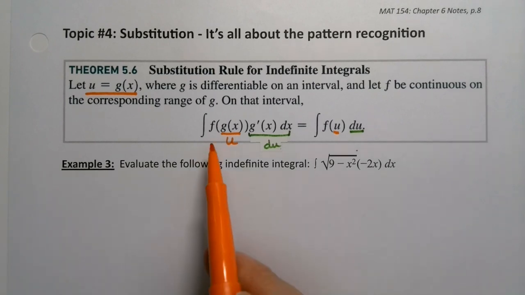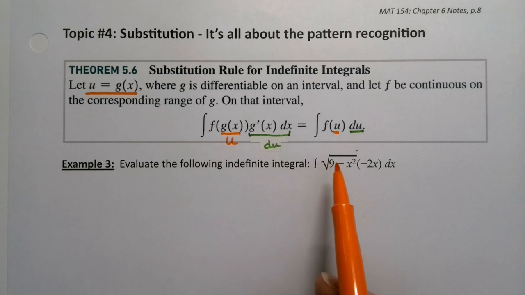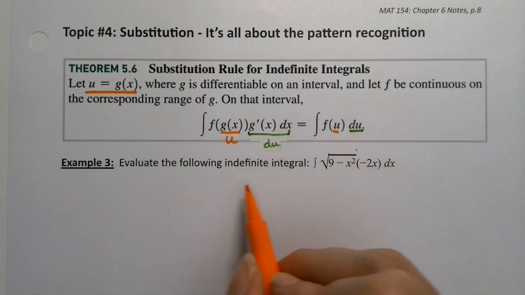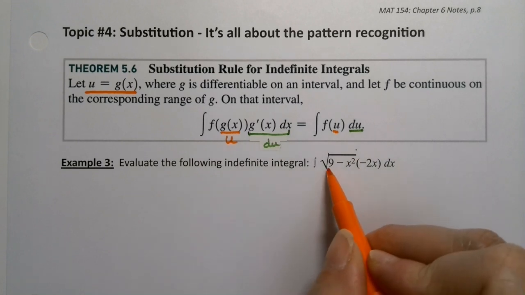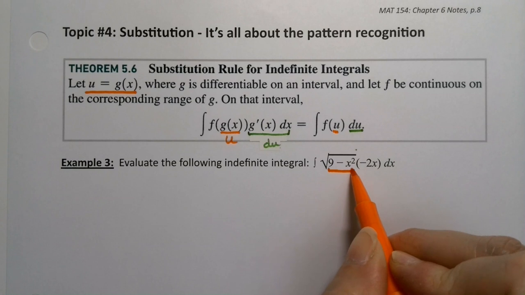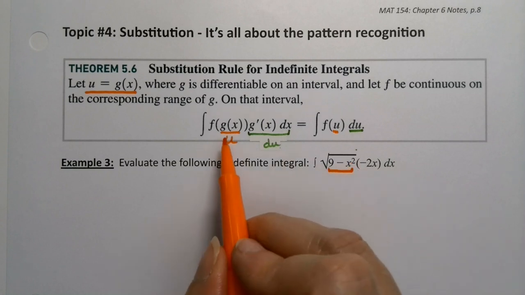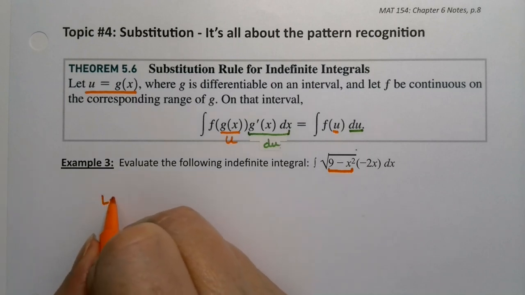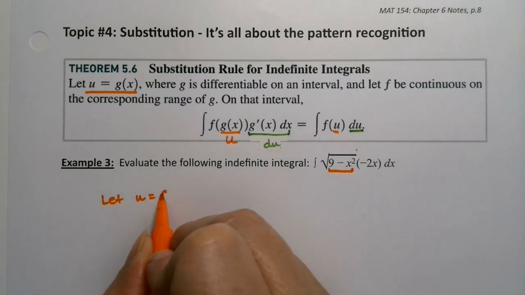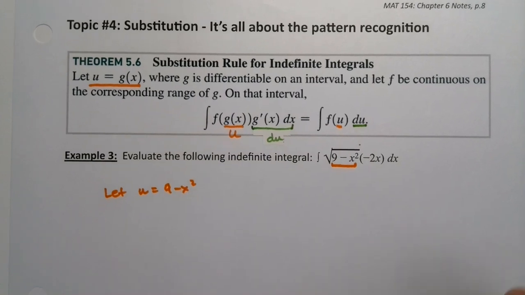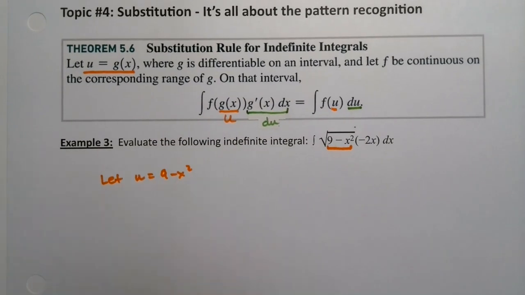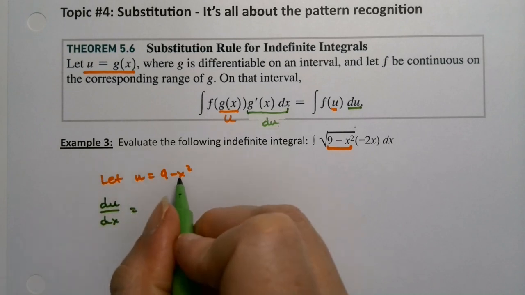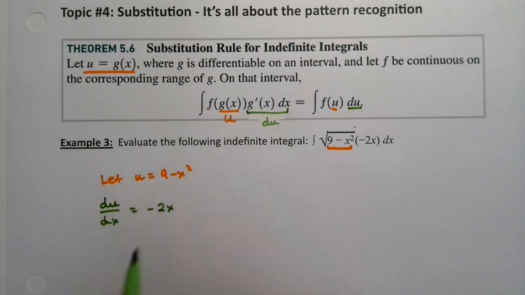So you're looking for a function inside such that its derivative, or at least some piece of it, is also sitting inside. So for example, if I want to take the integral of this particular function, I can see right here this function is nested inside another one, which has to happen for u. U has to be nested inside something else. So if I let u equal 9 minus x squared, then what's the derivative of that, right? Du dx, the derivative with respect to x, would be negative 2x.